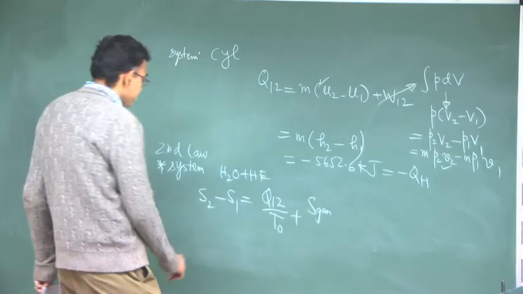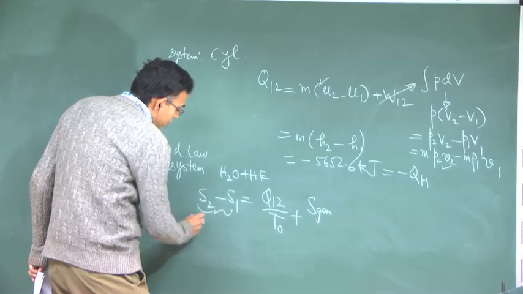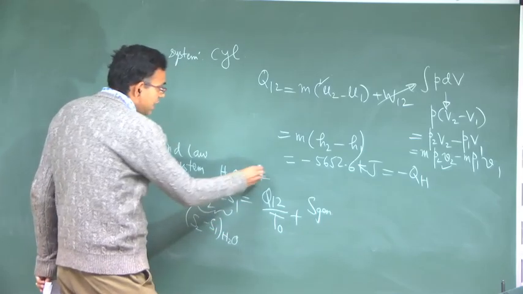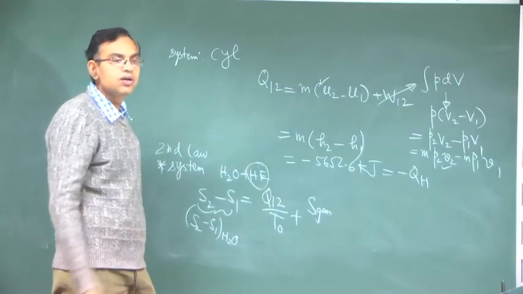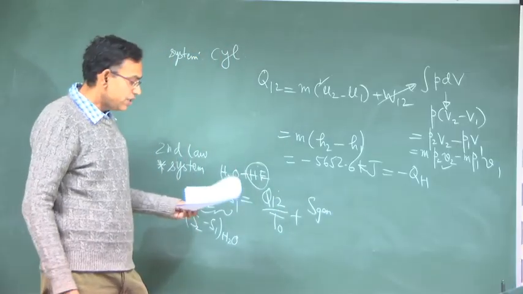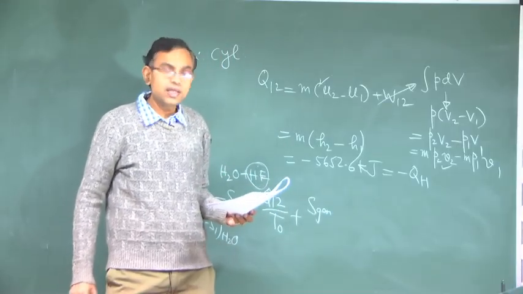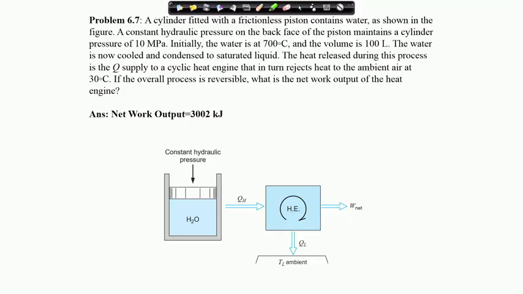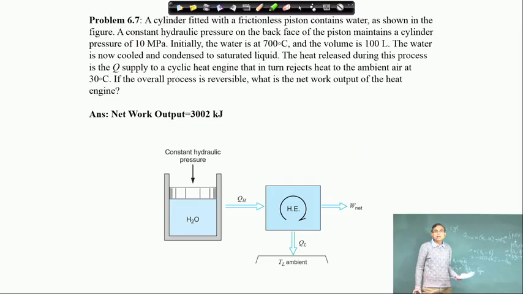So, S2 minus S1 is S2 minus S1 of water, because for the heat engine, because the process is cyclic, there is no S2 minus S1. What is this Q12? If you take the water and the heat engine together, look at the figure of the problem. If you look at this figure, water and heat engine, the QH is internal, it is like action reaction force in a free body diagram. So, water and heat engine together, the net heat transfer is minus QL, right.